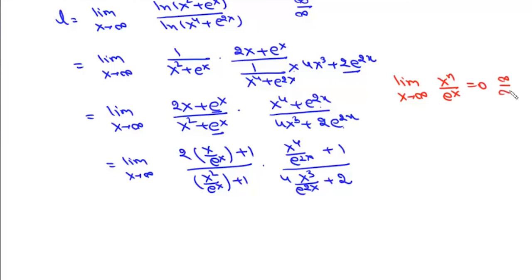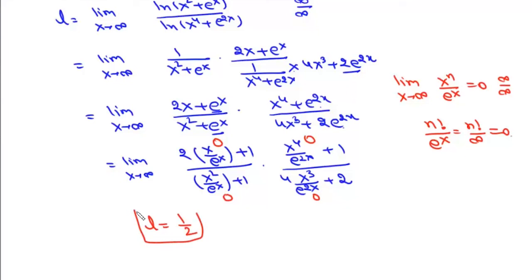This is infinity upon infinity form. So we'll keep using L'Hopital's rule. It will always be infinity upon infinity form. So if we differentiate this n times, we'll get factorial n upon e to the power x. Now this is factorial n upon infinity, which is 0. So this limit will always take the value 0. So this is 0, this is 0, this is 0, this is 0. That means from here we can say the value of L is simply 1 by 2.